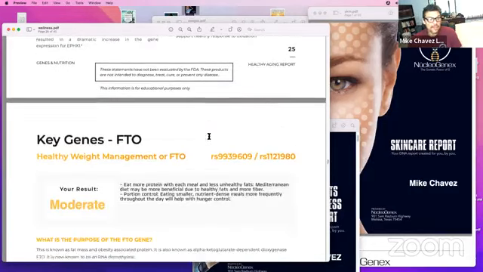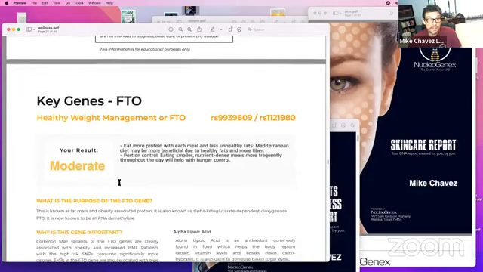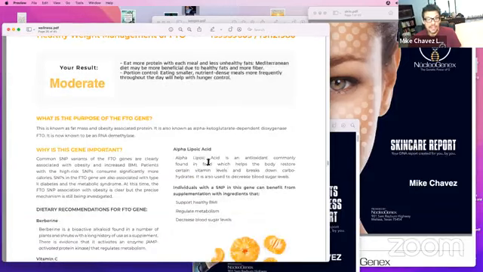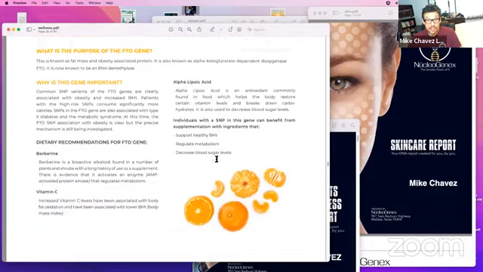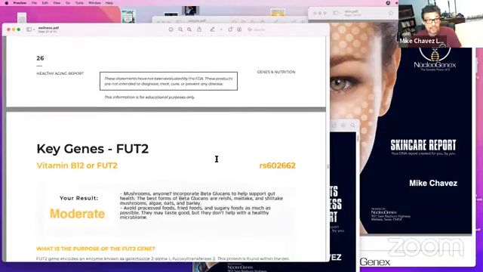All right. And here's the FTO gene, healthy weight management gene. Weight has always been an issue most of my life. I got a moderate one in there. Eat more protein with each meal, less unhealthy fats. Mediterranean diet may be more beneficial for me. Again, it's going to give you some more supplements to support that gene that you may have gotten.